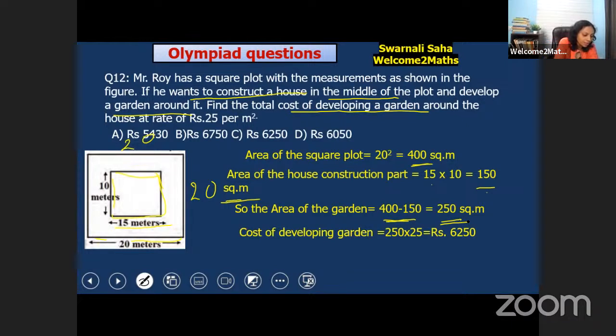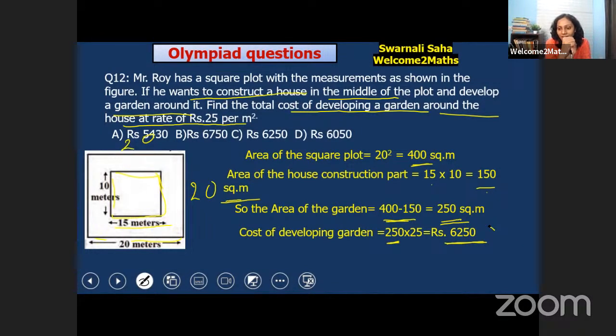Now, cost of developing garden would be how much? Because they are saying that developing garden around the house at rate of 25 per meter square. That means it would be 25 into 250. So it is 6250 rupees. Understood? 6250. Oh, wow. Nice explanation, Shantanu. Very good.